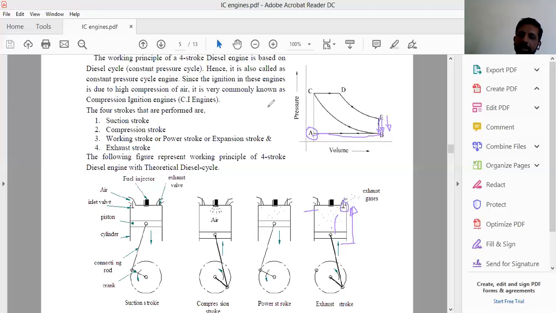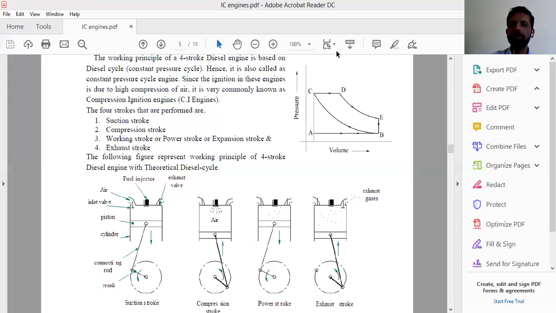So please remember this. The major difference between a four-stroke petrol engine and a four-stroke diesel engine is, first, in a petrol engine, an air and fuel mixture will enter the inlet, but in a diesel engine, only air will enter during the suction stroke. The next major difference is that in a four-stroke petrol engine, a spark plug will be there, but in a diesel engine, a fuel injector will be there. There is no spark plug in a four-stroke diesel engine, right? Okay. So now we shall go to the next one.